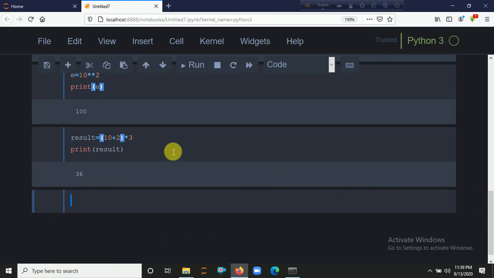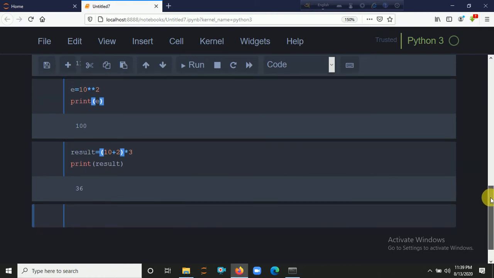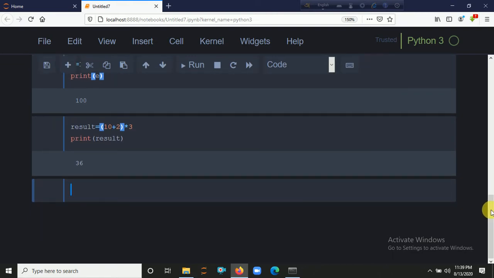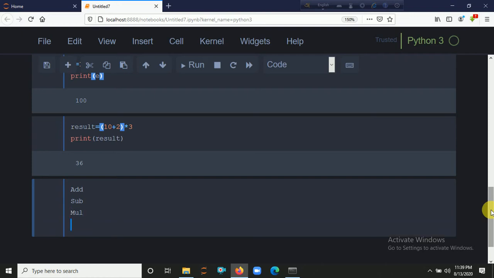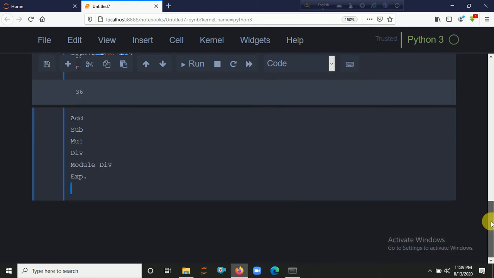Let's take a recap. We discussed the arithmetic expressions: addition, subtraction, multiplication, division, and modulo division. We also talked about the exponential, and the precedence of low priority and high priority. Here's a recap of this tutorial.